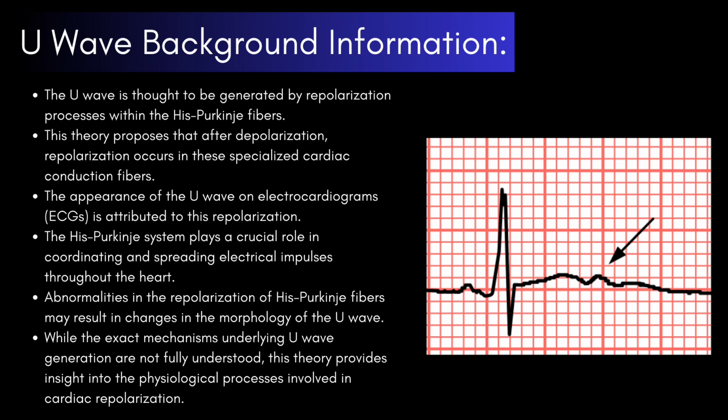Abnormalities in the repolarization of His-Purkinje fibers may result in changes in the morphology of the U wave. While the exact mechanisms underlying U-wave generation are not fully understood, this theory provides insight into the physiological processes involved in cardiac repolarization. Moving on.